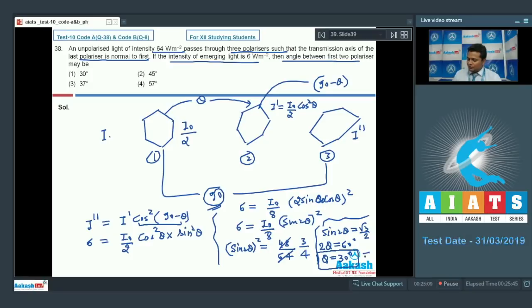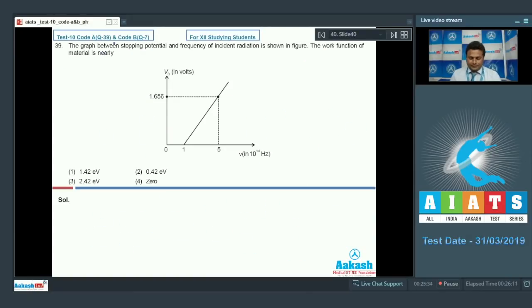So the possible value of theta may be 30 degree, and after looking at the options we can say that option number 1 is absolutely correct. So we will go with option number 1. Now let us proceed to the next question, that is question number 39.